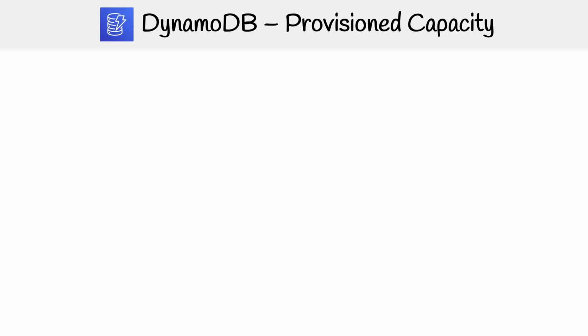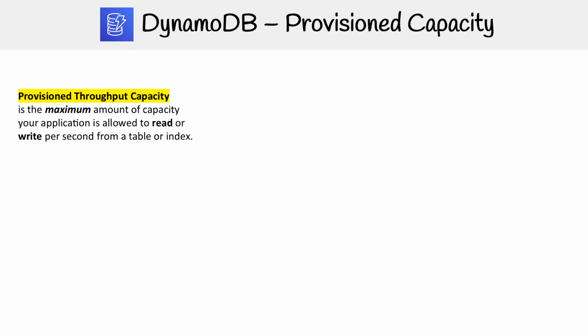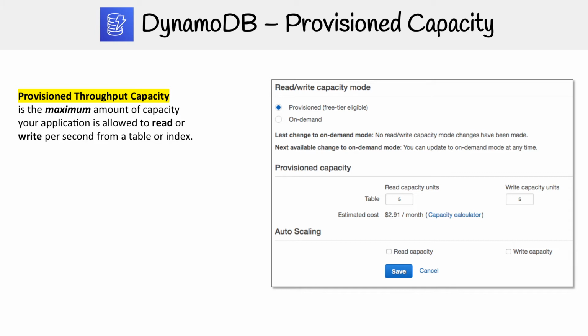So one thing we have to do when we make a new table is choose its capacity mode, whether it's provisioned or on demand. And we're going to first look at provisioned throughput capacity. And this is the maximum amount of capacity your application is allowed to read or write per second from a table or index. So here is an example of a table where we've chosen to use provisioned capacity.